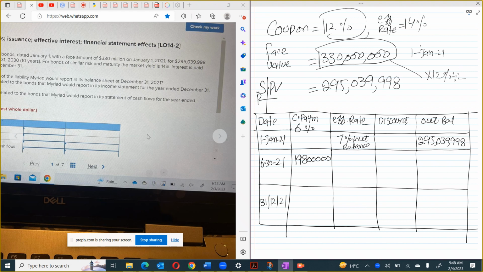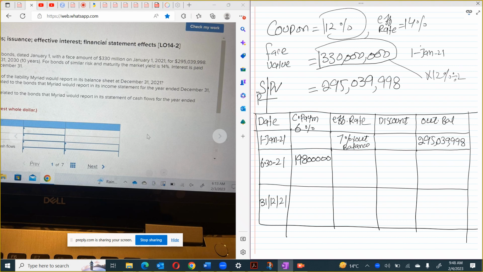713,477 minus 740,000. So the discount is 26,523. Okay. So this is the requirement. What I will do. Okay, enter debits before credits. No worries. He says debits before credits.